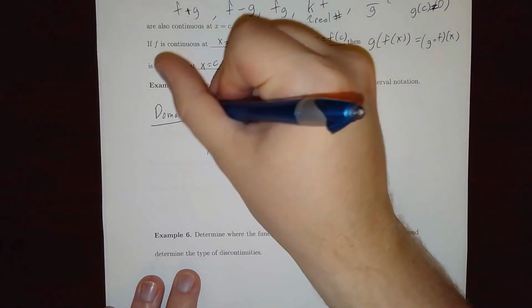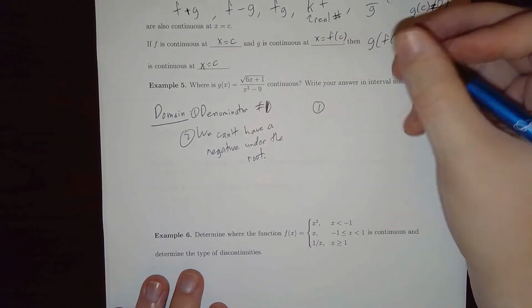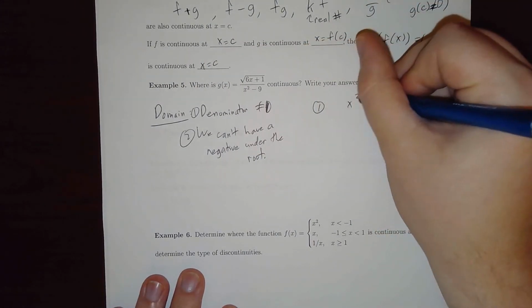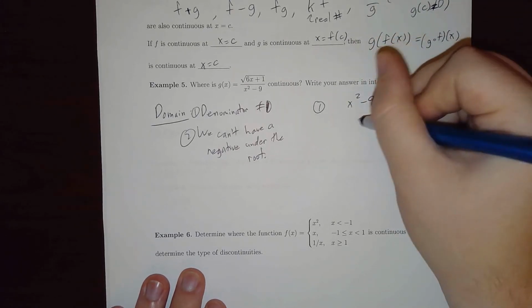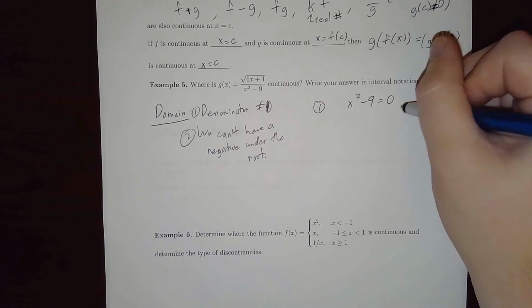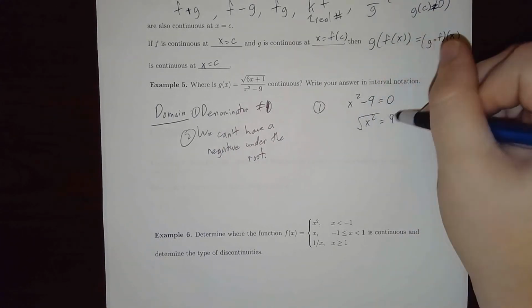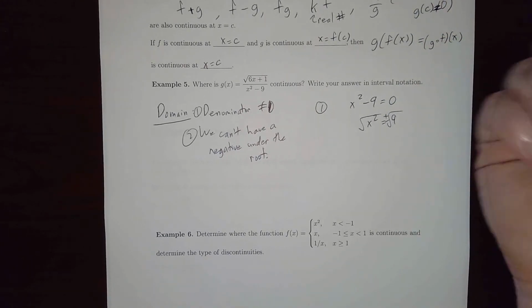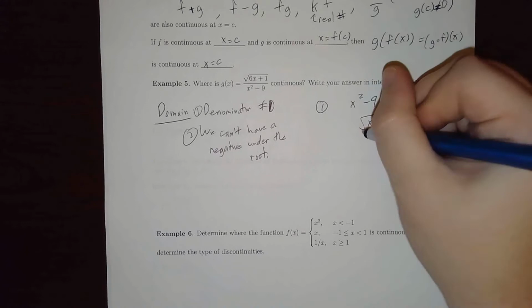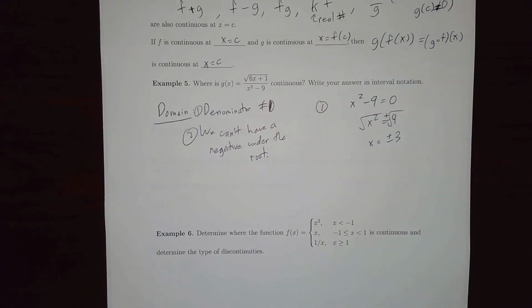So let's check this first part. If we want our denominator to not be equal to 0, we're looking to solve the equation x squared minus 9 equals 0. We can move over the 9 and we get x squared equals 9. Then if we take the square root, we have to remember that we're considering both the positive and negative numbers, since if we squared some negative number, we could get there as well. So here our discontinuities would be at plus and minus 3.